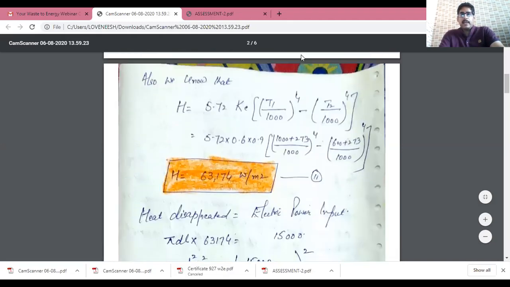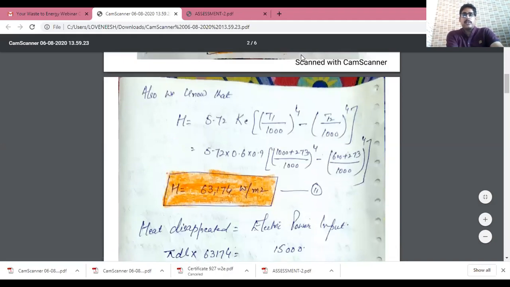After that, we know that in case of heating, the heat radiated H is given by the equation 5.72 Ke into (T1 upon 1000 raised to power 4 minus T2 upon 1000 raised to power 4). I can substitute the values here: 5.72 into 0.6 into 0.9. Now here the temperature is 1000 degrees centigrade, so I convert it into Kelvin by adding 273 to each. So we have (1000 plus 273 upon 1000) minus the charge temperature, which is 600, again adding 273 degrees centigrade, divided by 1000, all raised to power 4.